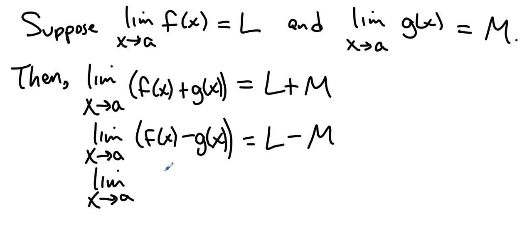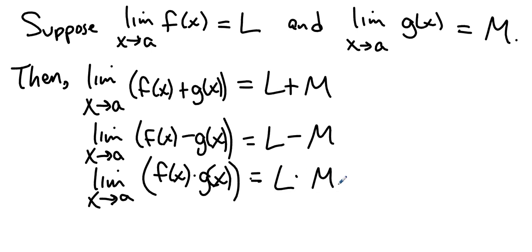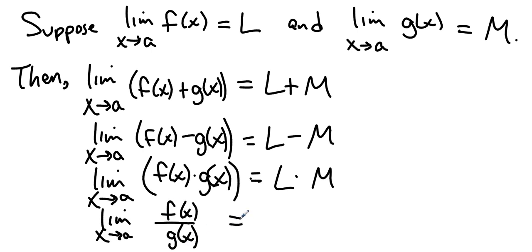And unsurprisingly, if you multiply the functions together and take the limit of f times g as x approaches a, that is unsurprisingly L times m. And if you take the limit as x approaches a of the quotient f of x over g of x, well, that's L over m, but only if m isn't 0. If m is 0, then this is not a number, and that is indeed a problem.